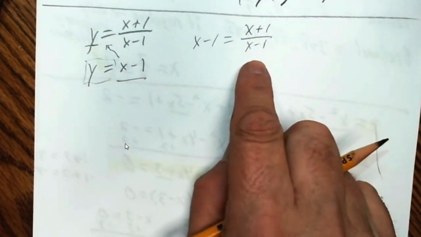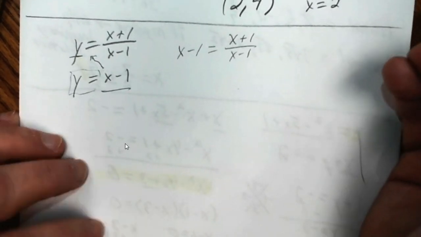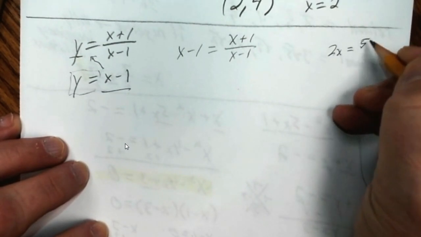Now, the first thing I want to do is I want to get rid of this fraction, right? It's like, oh, man, it's a fraction. That's ugly. I don't want a fraction. Well, let's just think about it. If we have a fraction, let's say we have 2x equals 5/7.